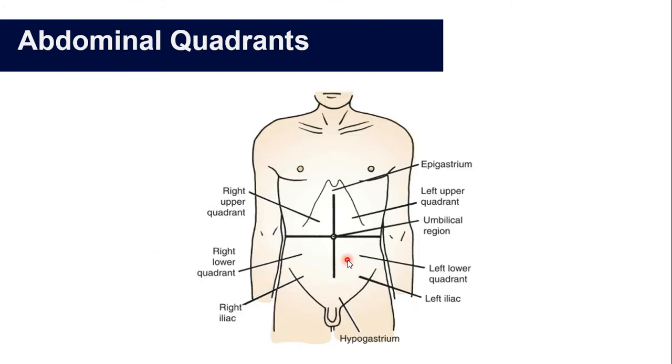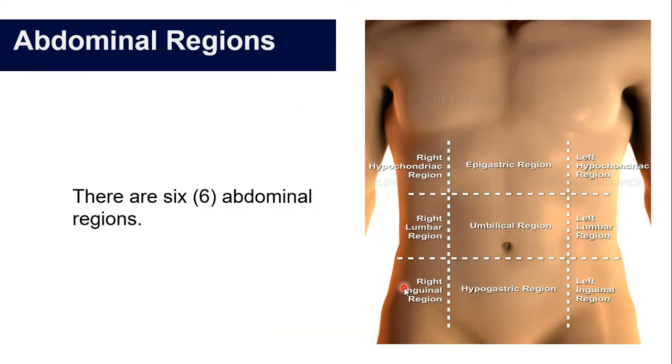Next, here is another image of the abdominal quadrants. Right here is your epigastrium, which is near your xiphoid process, and then we have your umbilical region. Sorry, for the quadrants, we only have four: right upper quadrant, left upper quadrant, right lower quadrant, and left lower quadrant. On the other hand, we have here the abdominal regions. Generally, we have six abdominal regions. Let's start first at the center. We have the epigastric region. Epi, so above the gastric. Gastric means abdomen. So epigastric region.